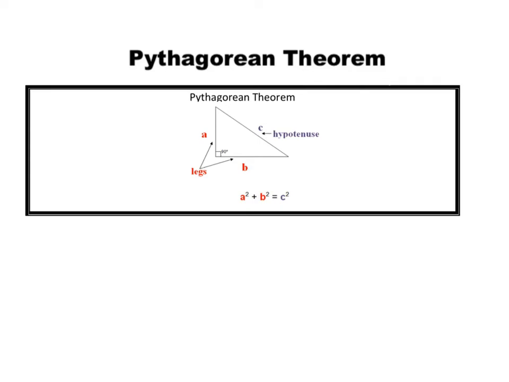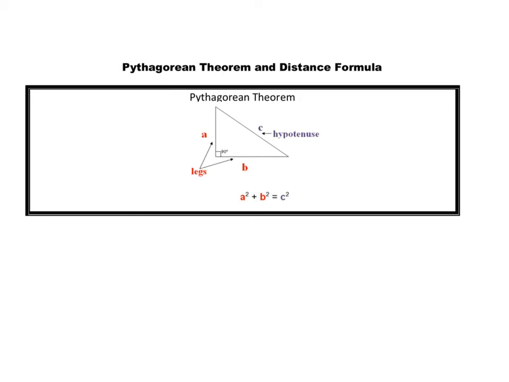In this lesson, we're going to learn about the Pythagorean Theorem. We can use the Pythagorean Theorem to find missing side lengths of a right triangle. The Pythagorean Theorem is a squared plus b squared is equal to c squared, where a and b are the legs and the c is called the hypotenuse.